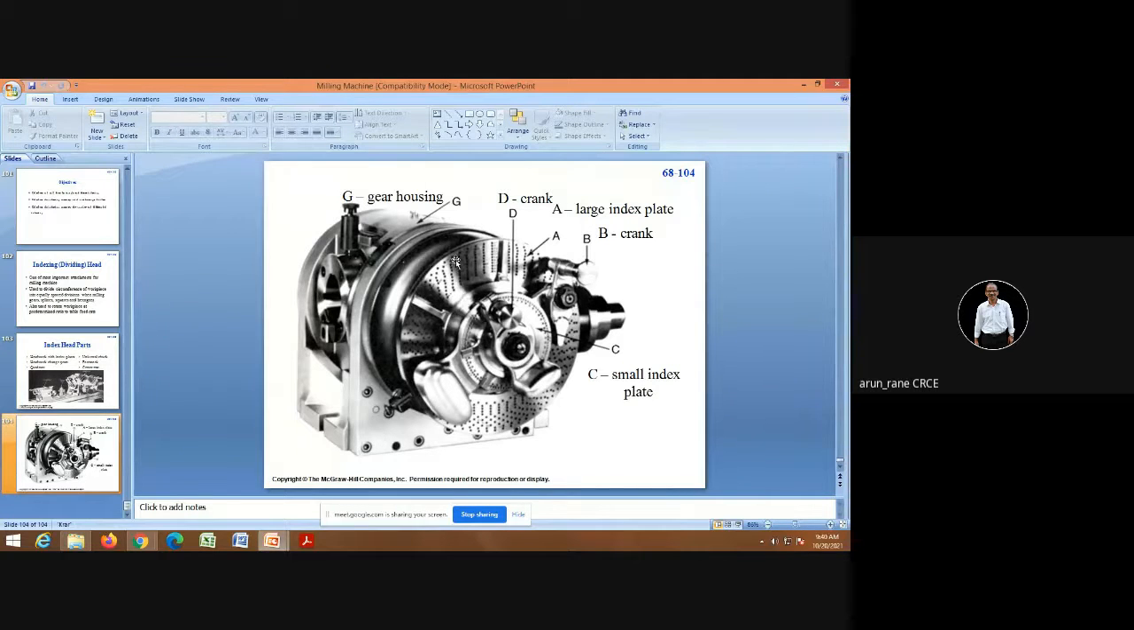So there are circles on various PCDs, like this is one PCD, second PCD, third PCD. Okay. And there are techniques like simple indexing, then direct indexing, then compound indexing, then differential indexing, and angular indexing.